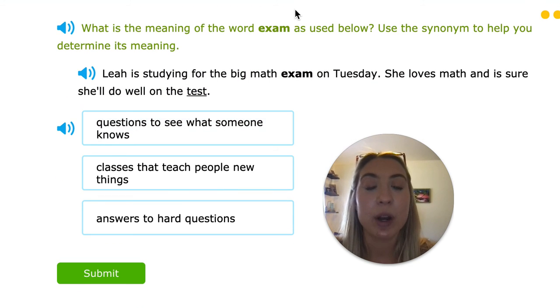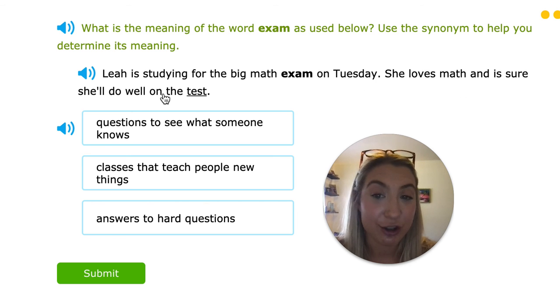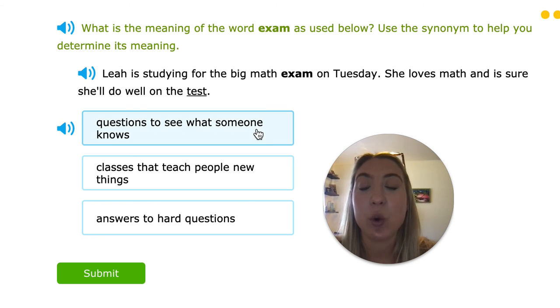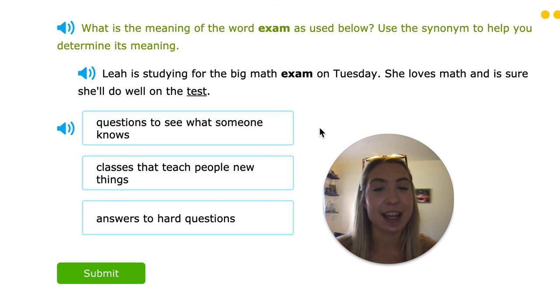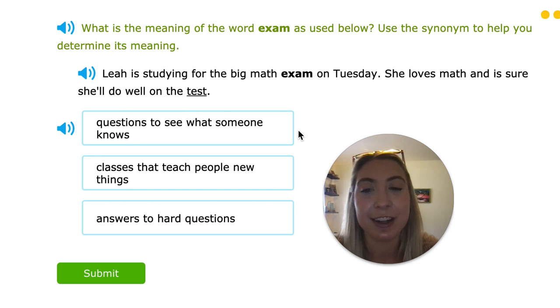Now, what is the meaning of the word exam as used below? Use a synonym to help you determine its meaning. Leah is studying for the big math exam on Tuesday. She loves math and is sure she'll do well on the test. So we need to see, using test, what does exam mean? Is it questions to see what someone knows? Well, that's what a test is. We take a test in school to see what we've learned or what we know. So that could be a good option.